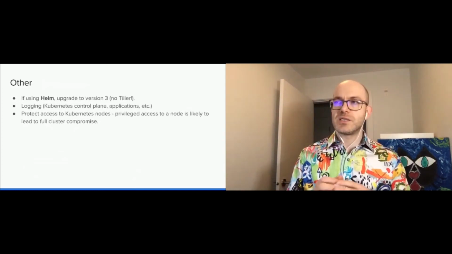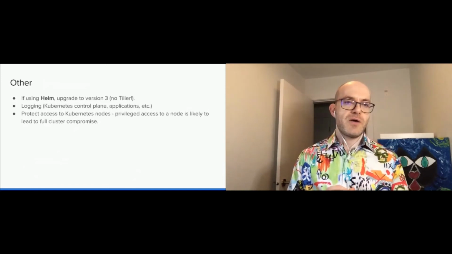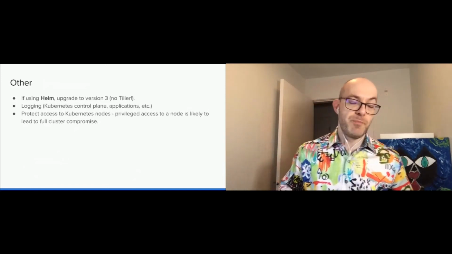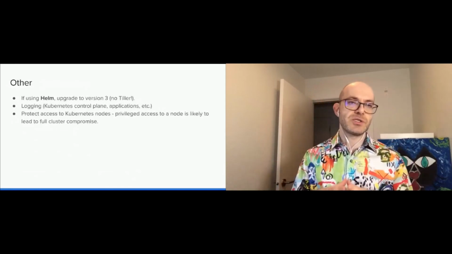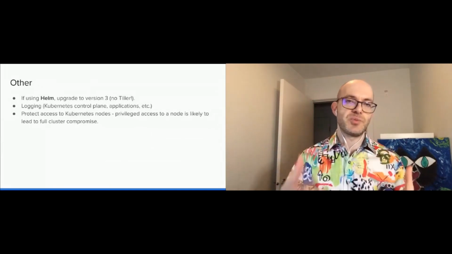A couple last things worth mentioning. If using Helm, upgrade to version 3. Version 3 does not have Tiller, which is a big headache from a security standpoint. Tiller basically uses the same credentials that developers or engineers would use when they use kubectl to connect to the cluster and to provision those workloads.